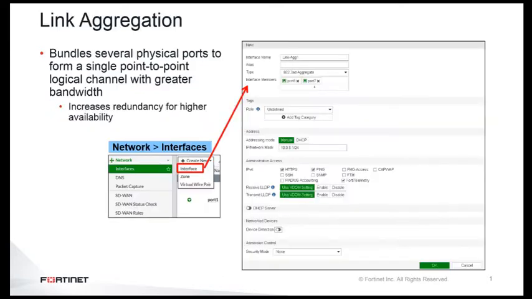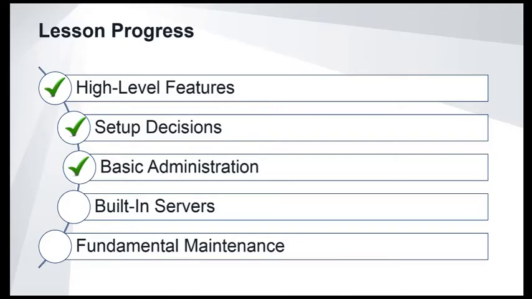Link aggregation logically binds multiple physical interfaces into a single channel. Link aggregation increases bandwidth and provides redundancy between two network devices. Good job! You now have the knowledge to carry out some basic administrative tasks. Now you'll learn about built-in servers.